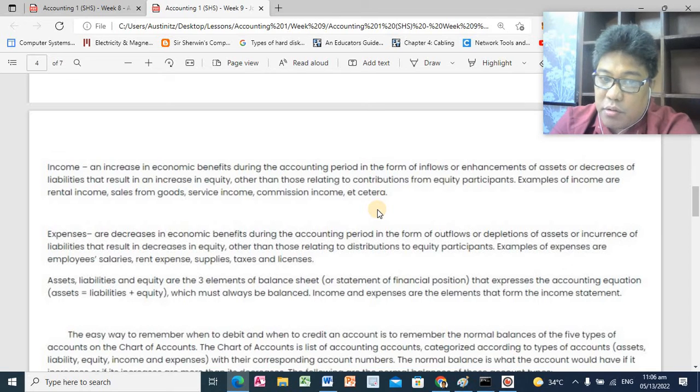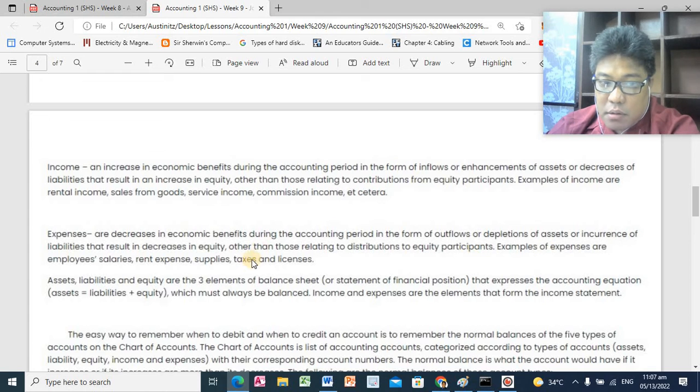Assets, liabilities, and equity are the three elements of the balance sheet or the statement of financial position that expresses the accounting equation: assets equal liabilities plus equity, which must always be balanced. Income and expenses are elements that form the income statement, because if there is a greater income value, then there will be profit. When there's a greater expense value, there will be loss.